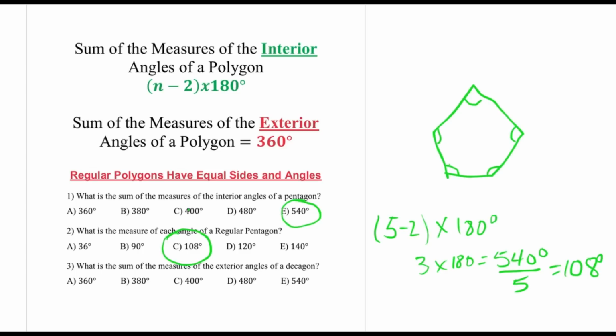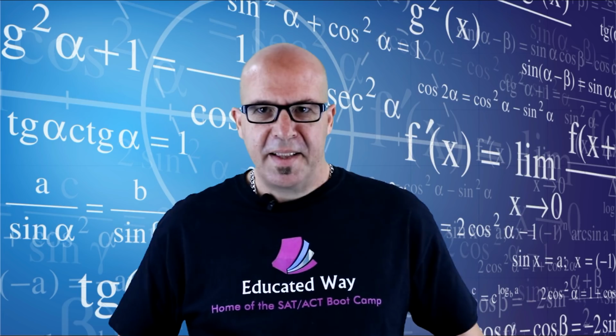Number 3. What is the sum of the measures of the exterior angles of a decagon? Well, what's a decagon? A decagon is a 10-sided polygon, but that's not important because the sum of the measures of the exterior angles of any polygon add to 360 degrees. Just remember the formulas, folks, and you'll ace this test.